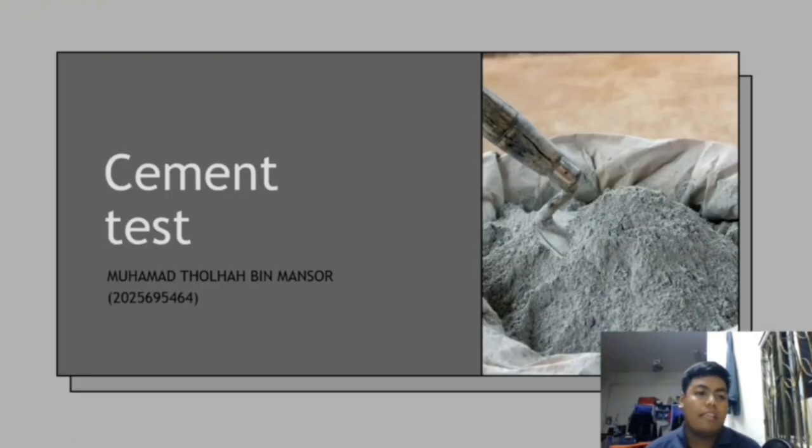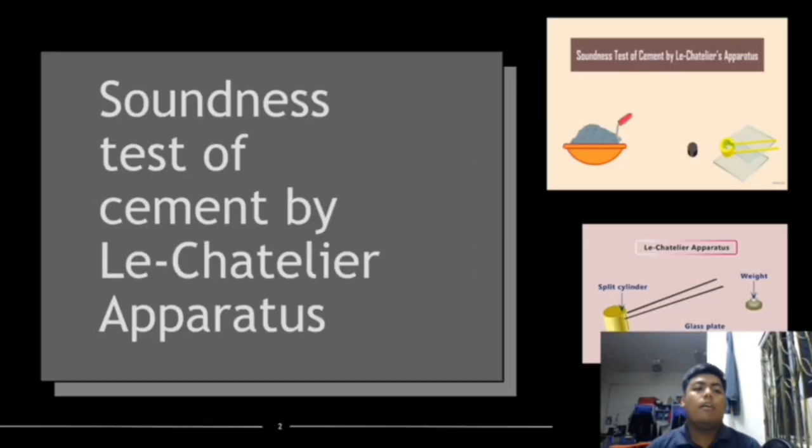Today I'm going to talk about the cement test. Firstly, we're going to talk about the soundness test of cement by Le Chatelier apparatus.